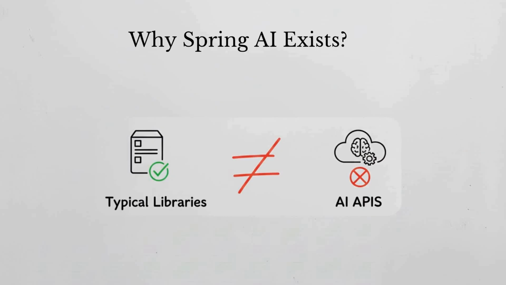AI APIs are very different from libraries we usually use in Spring Boot. They are remote, slow, probabilistic, and constantly evolving. Spring AI exists to make this interaction feel natural inside the Spring ecosystem.